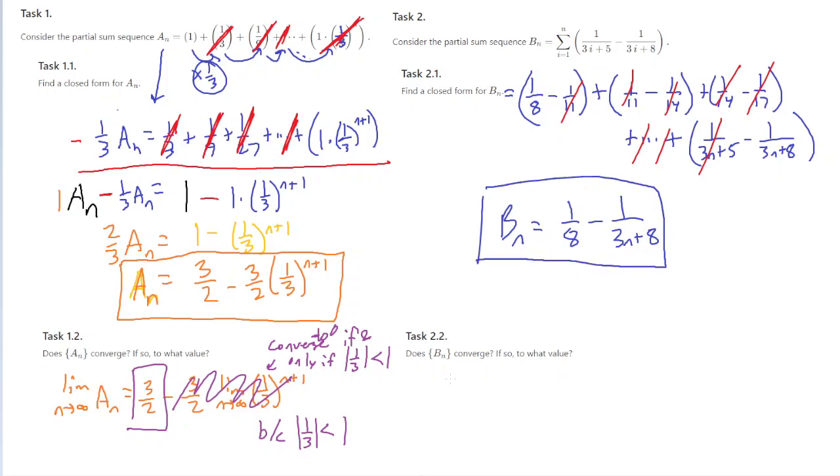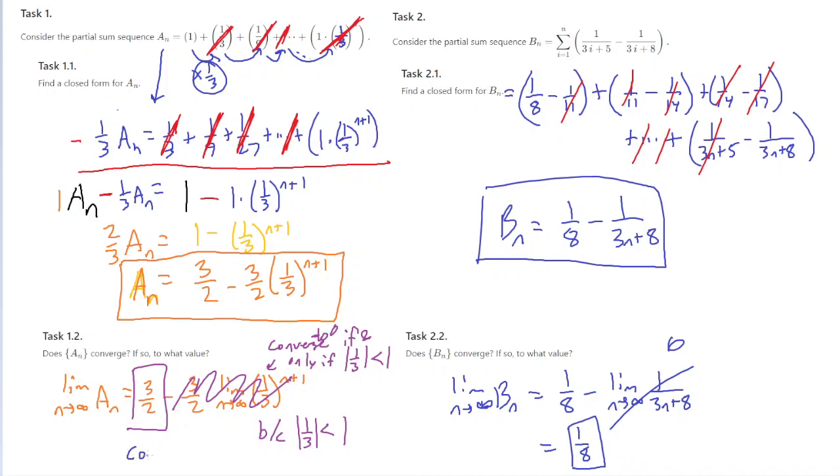Well, does that converge? Just like before, I'm taking the limit as n goes to infinity of b_n, and all that matters is, does the limit as n goes to infinity of 1 over 3n plus 8 converge? And gosh, it sure does. What is that going to converge to? 1 over something going to infinity goes to 0, and that tells me that 1/8 is my convergent value. I should probably write both of these. Because it's a finite real number, it converges in both of these examples.